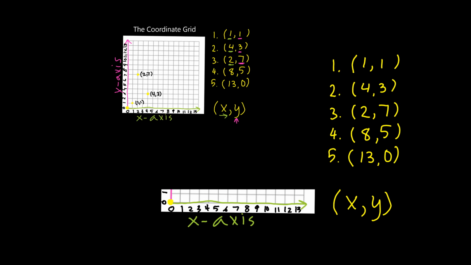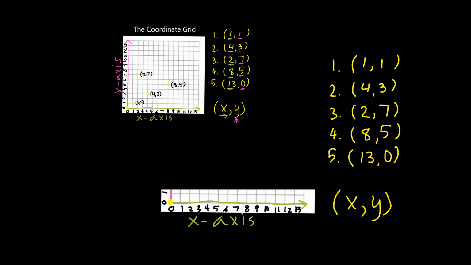Alright, next one. We have 8, 5. The 8 is my x value. The 5 is my y value. So I'm going to go over 8 spaces all the way here. And then I'm going to go up 5 units here. And I am at 8, 5. Take my yellow pen. And 8, 5 is right here. Okay, and now I can label it 8, 5.